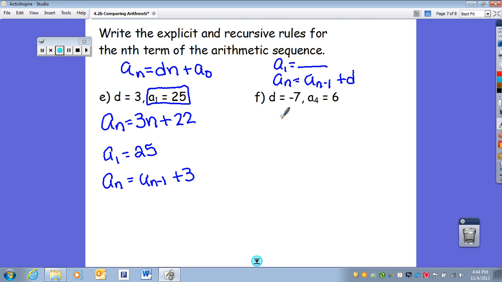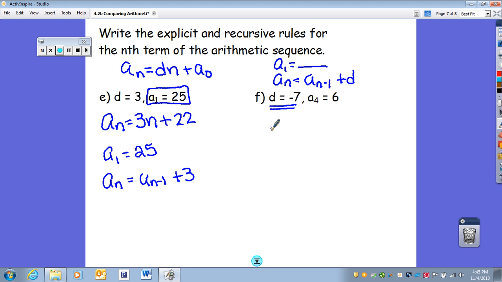In our next example, we have a sub n equals d times n plus a sub 0 for our explicit rule. Our difference is negative 7, but I don't know what my a sub 0 is. Now there's a couple of ways you could accomplish that. You could start at 6 and know that I have to subtract 7 each time to come up with the numbers in my sequence. I could then back up each time until I get to a sub 0. So instead of subtracting 7, I'm just going to keep adding 7 to get back to those numbers.